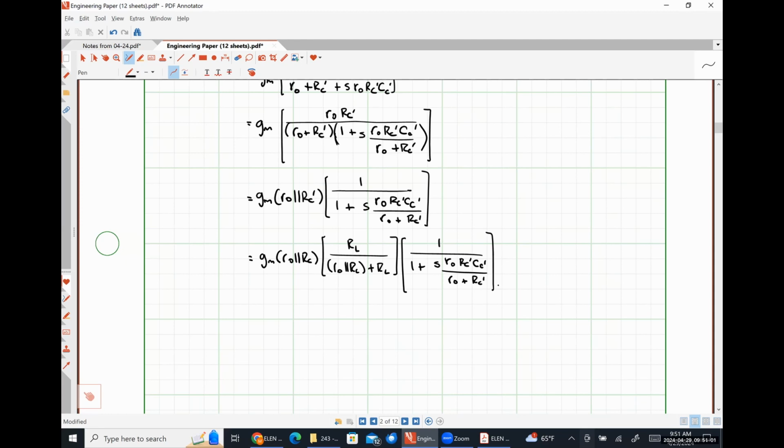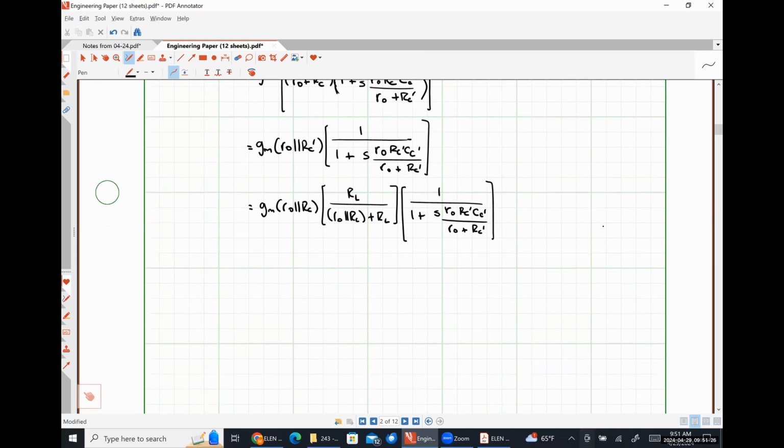When I've got my mid-band gain pulled out, this term right here comes from the fact that RC is in parallel with RL, so I had to do a little bit of manipulation to just get it looking like R naught in parallel with RC. And then this bit over here tells us where our pole is going to come from, right?